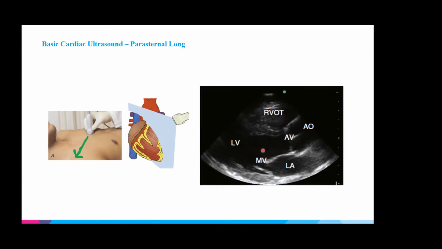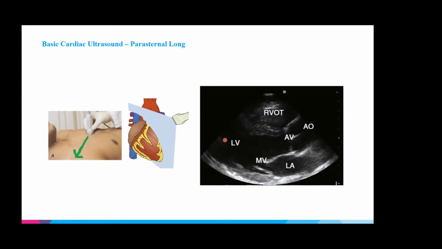This is not the most ideal view of the parasternal long. I generally like to make it slightly deeper and see the descending aorta at the very bottom of the screen, because that helps if we do see anechoic fluid around the heart. It helps us differentiate whether that's a pericardial effusion from something like a pleural effusion. So that would be the other thing to look out for in this view.